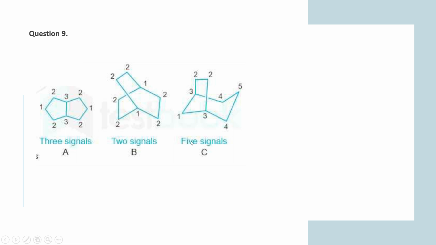Then comes the third structure of this bicyclic compound. Let us count the different types of carbon atoms present. 1, 2, 3, 4 and 5. Okay. This structure is somewhat similar to what we have already solved in question number 7.